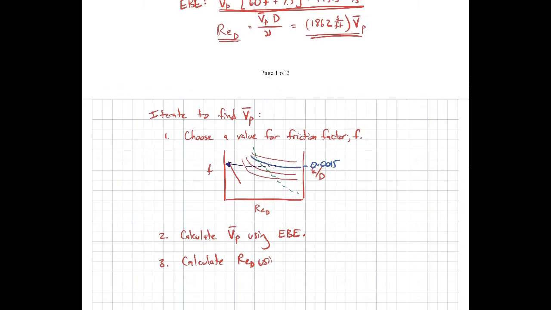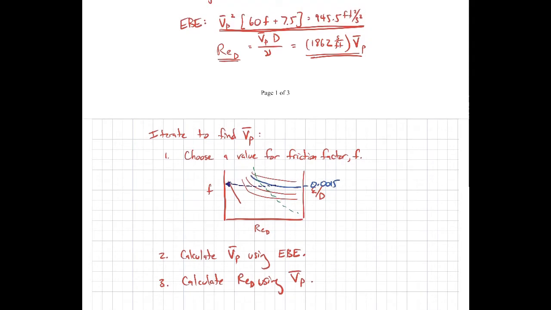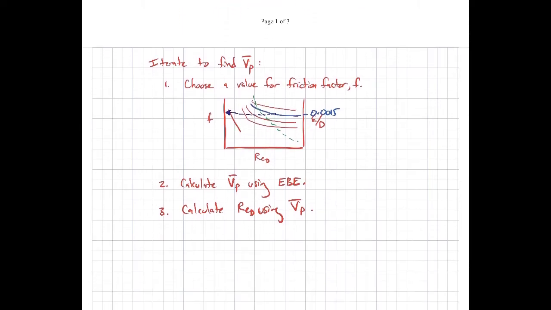Using the velocity in the pipe that I just found. So now that I have the velocity in the pipe, I can come to here and calculate the Reynolds number. Right? Because I know the velocity in my pipe, I'm going to substitute in, find the Reynolds number. And now that I know the Reynolds number, I can go back to my Moody plot. So use the Moody plot to find my friction factor using my given Reynolds number and the relative roughness.